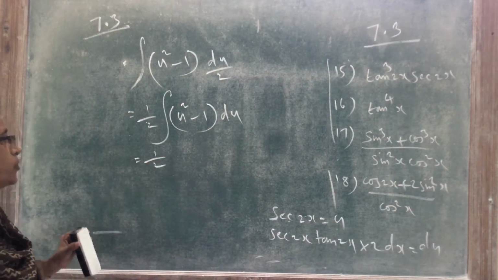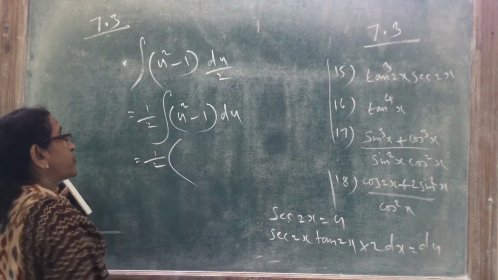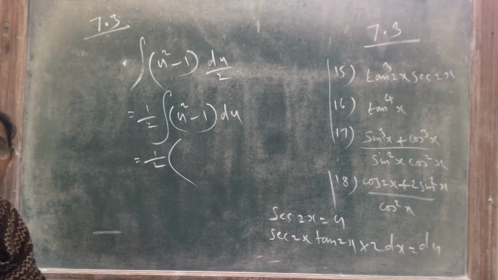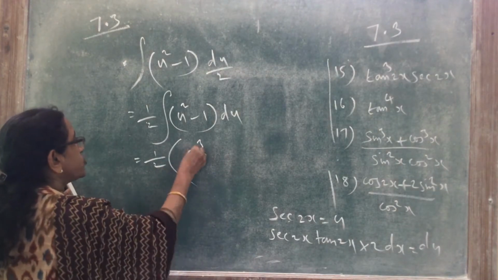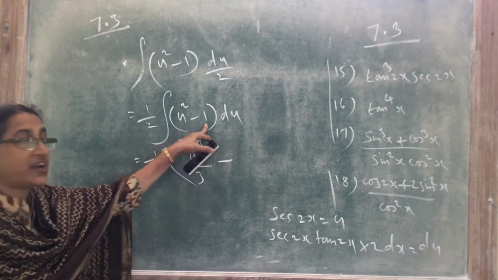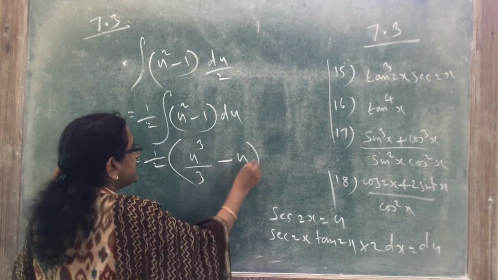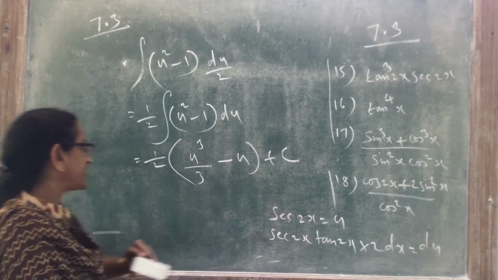1 by 2 into bracket, because both the terms have 1 by 2. So, integral of u square, what is integral of x square? x cube by 3. So, u cube by 3 minus, what is integral of 1 with respect to u, du? Therefore u, plus c. Now, only substitute u, that is the answer.